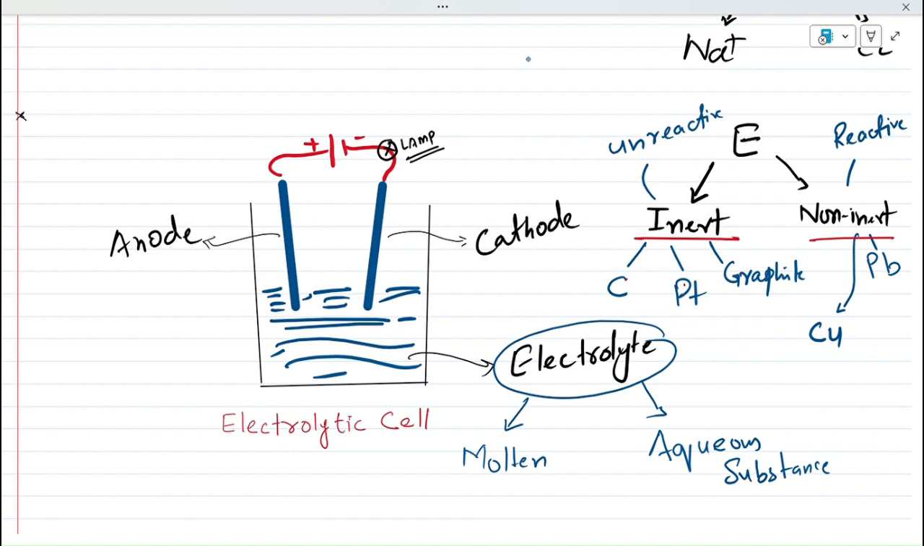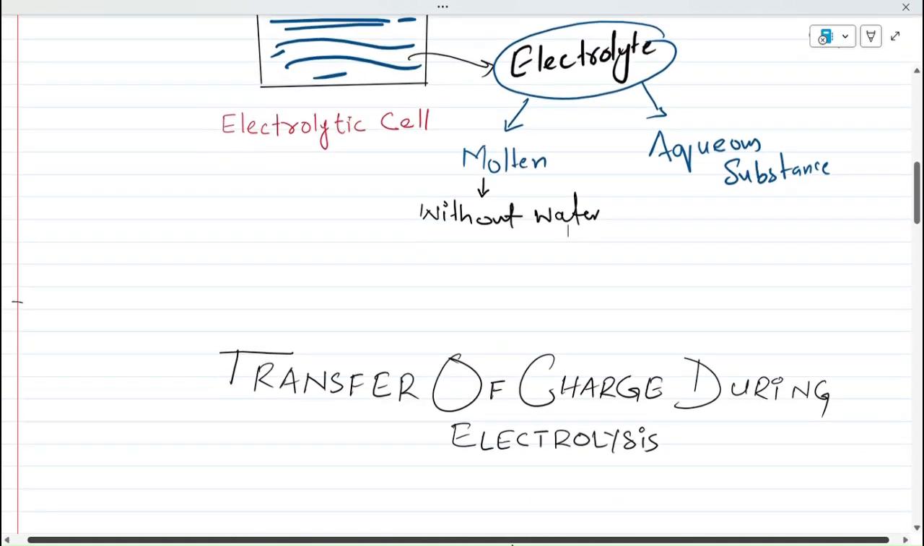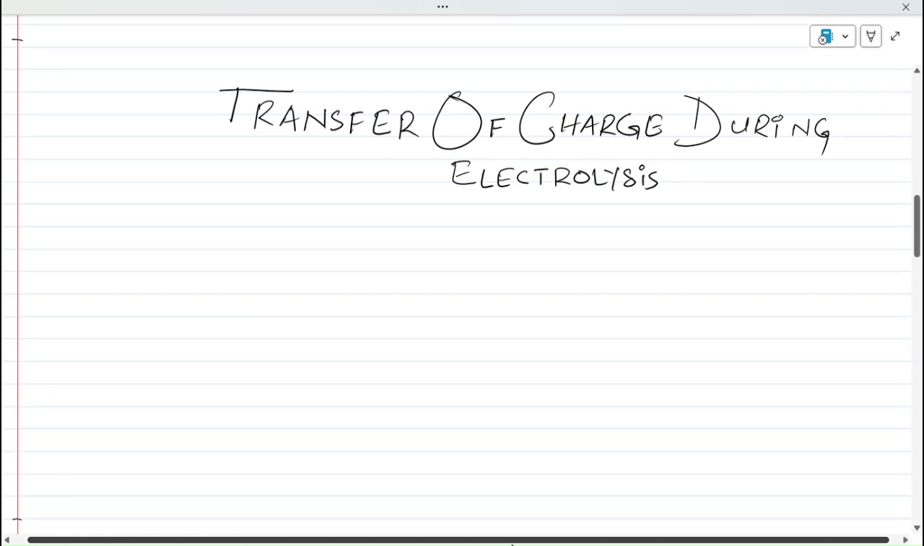If we talk about the electrolyte, it is molten or it is an aqueous substance. Molten means without water. So molten substances are those in which there is no water present, but aqueous substances are with water. Let's now discuss the transfer of the charge during the electrolysis.